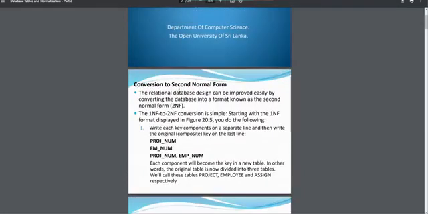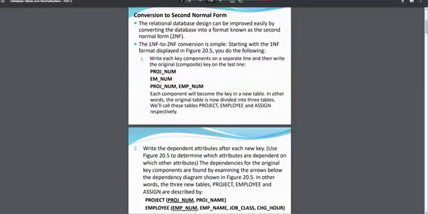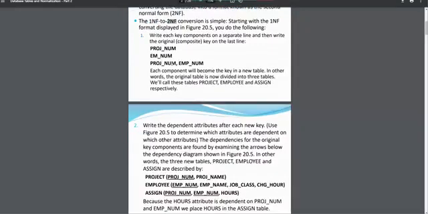Conversion to second normal form. To convert to second normal form, the table should already exist in first normal form. So you know the requirements to stay in first normal form. After that, to convert into second normal form, you have to remove partial dependencies.